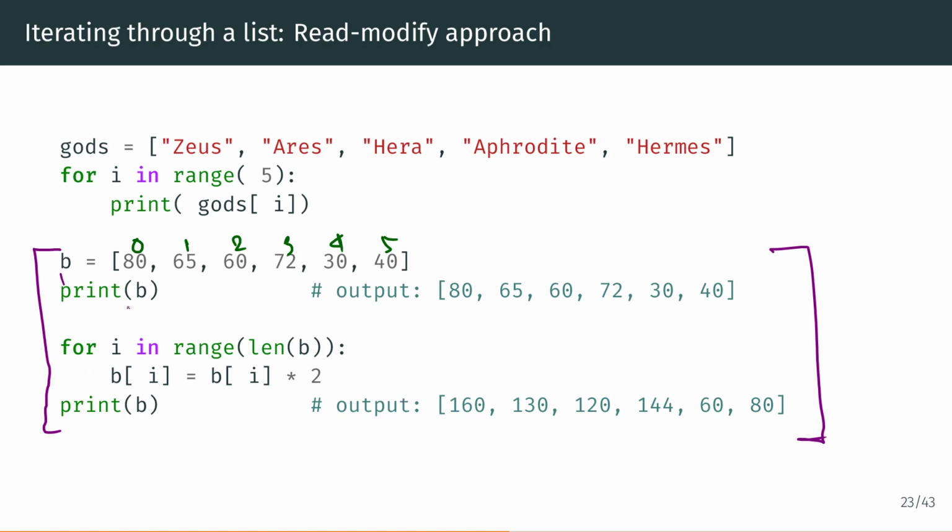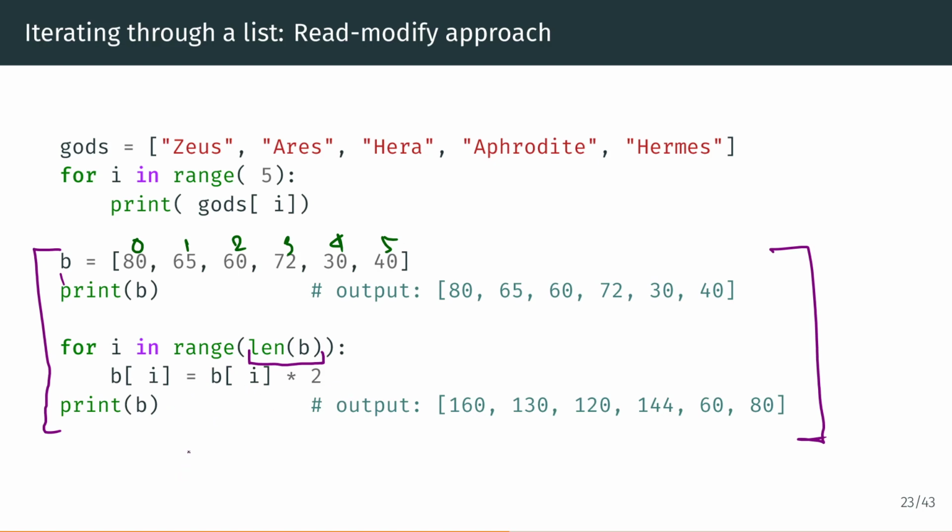Now we print B, obviously, so it outputs the list. Now what we want to do is multiply each element by 2. So what we do is for I in range, now this time instead of using a hard-coded value of 6, we use the length of B, so you don't have to calculate manually every time, right? So we say for I in range length of B, do this: Bi equals Bi times 2. Okay, and then print B.